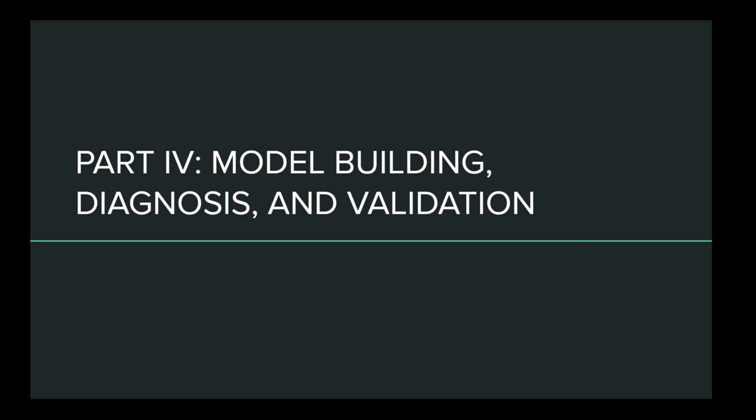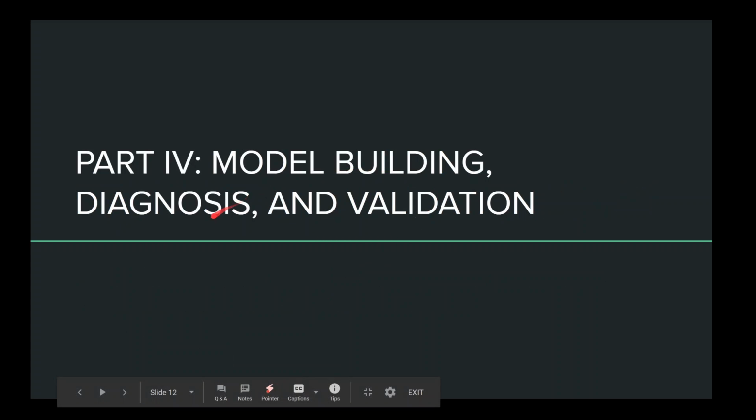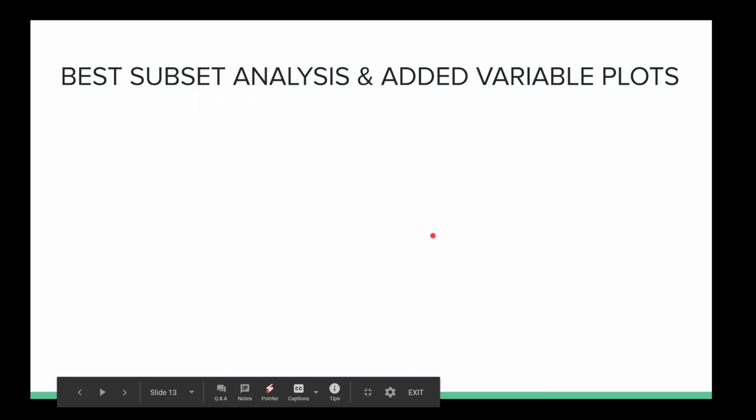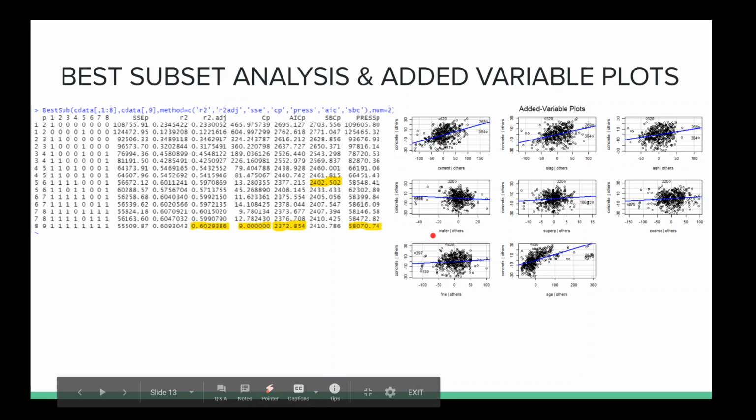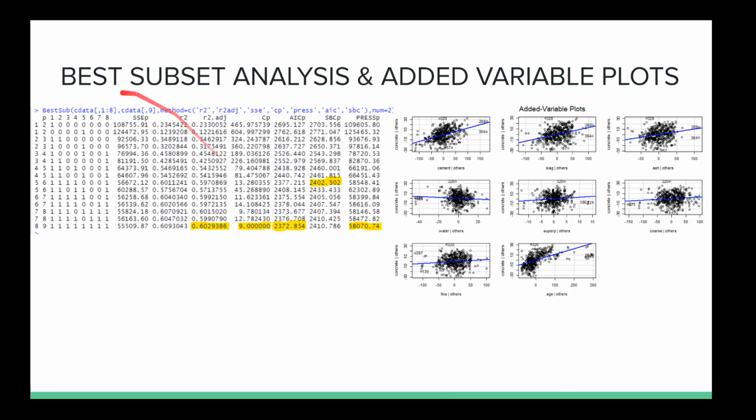Let's move on to part 4, which is model building, diagnosis, and validation. We're going to start this off with the best subset analysis and the added variable plots. Let us pick model 8. This is because this model has all 9 of our required predictor variables, as well as due to the following reasons.